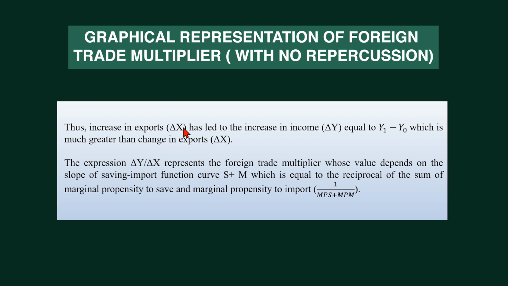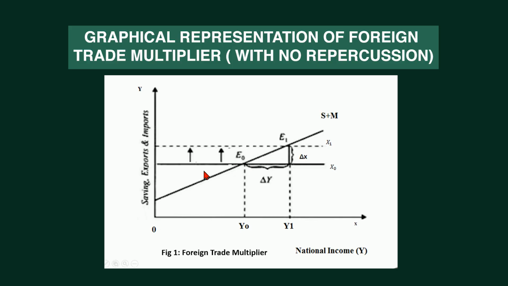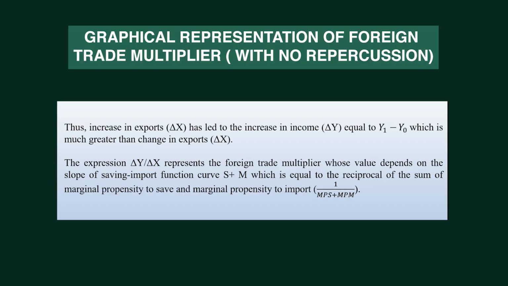So, the increase in export delta X leads to rise in income, that is Y1 minus Y0. And note, this basically depends on the slope of the savings plus import line. And the slope of the savings plus import line is marginal propensity to save plus marginal propensity to import. Thus, the multiplier process can be shown as 1 by MPS plus MPM.